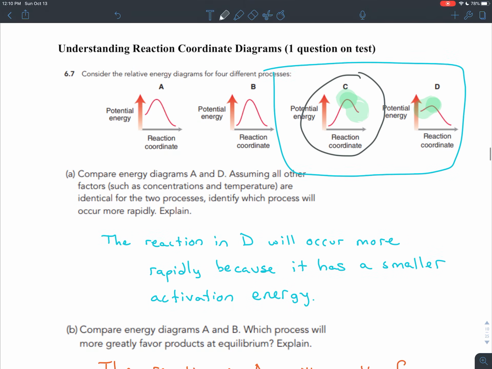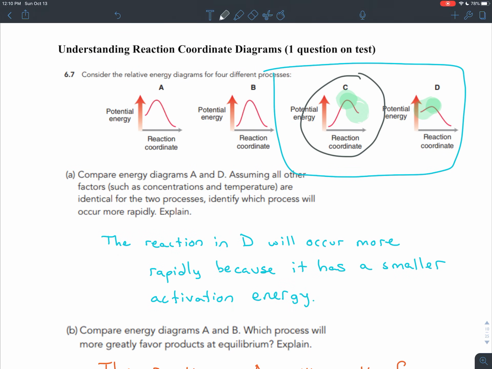So this is just some practice reading these reaction coordinate diagrams. We'll use them in the future to describe energy changes that happen over the course of a reaction, and so it'll be useful to have this, to be able to interpret them easily.